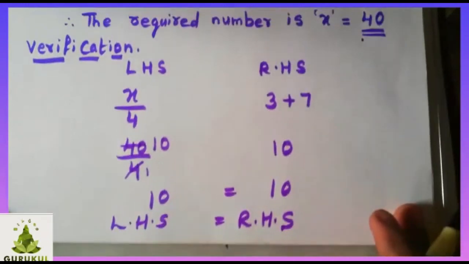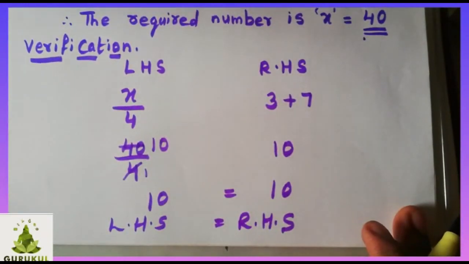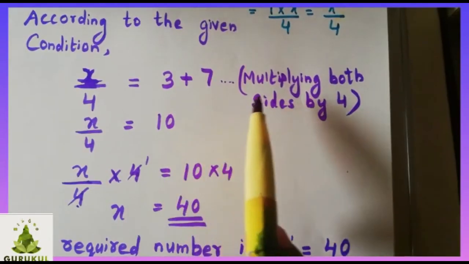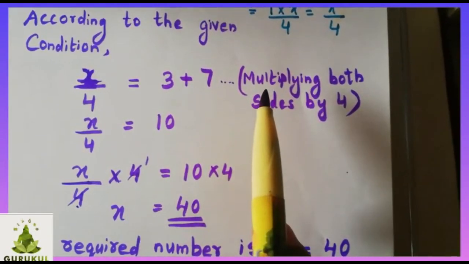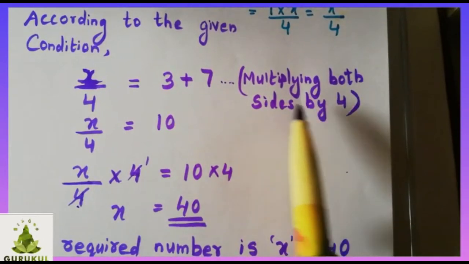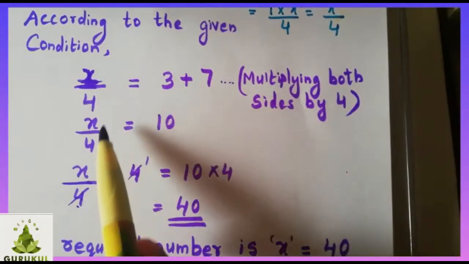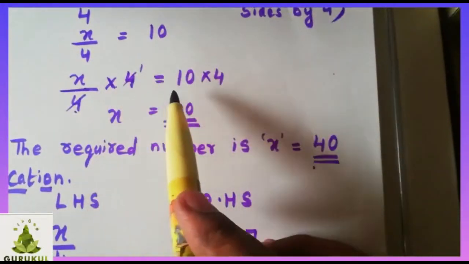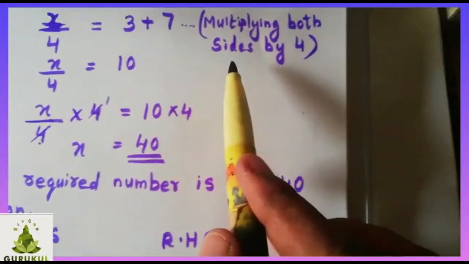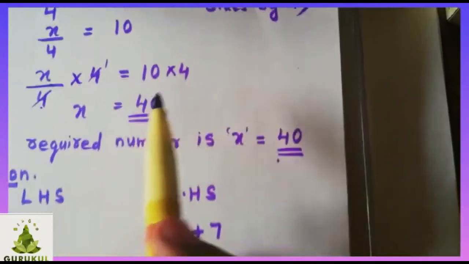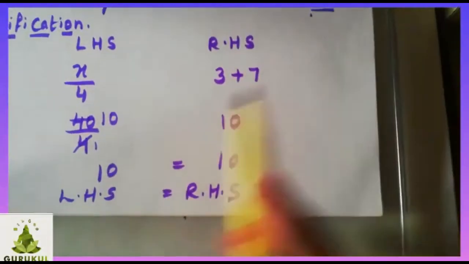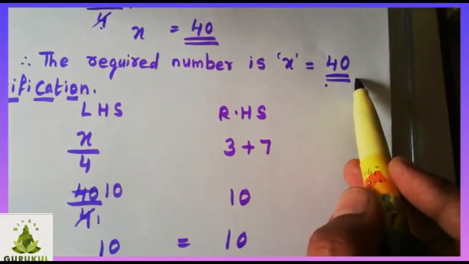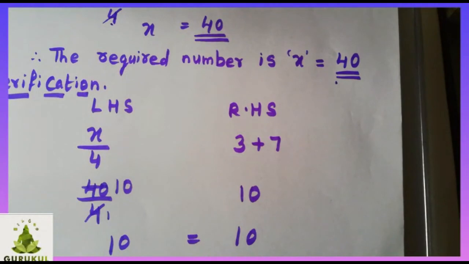This way you can verify it. It is not compulsory, but if you want to cross check whether the answer is correct or not, you can verify this way. Now don't forget to write the step. Which operation did we do here? Multiplying both the sides by 4. You have to write this in front of the equation, because after this step we have multiplied both the sides by 4, and you are getting this answer. This way you can even verify that LHS is equals to RHS. So you can say x equals 40 is the solution for the equation.